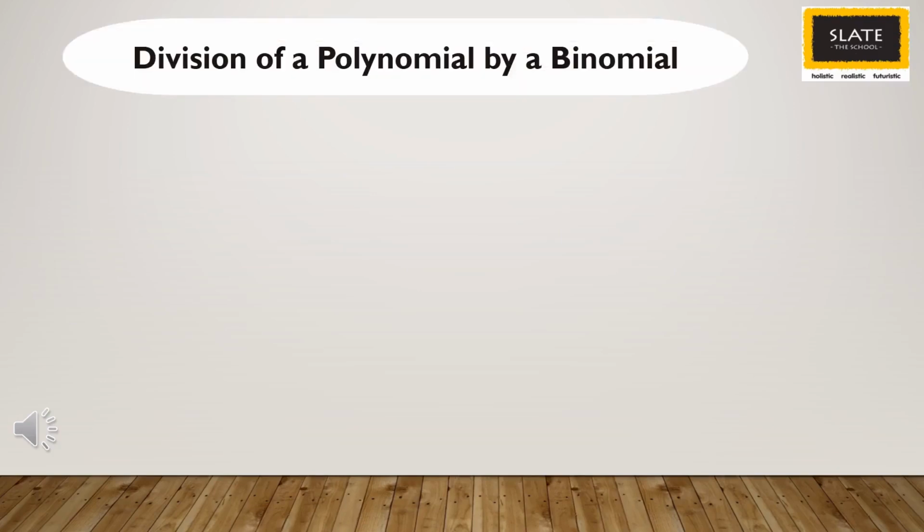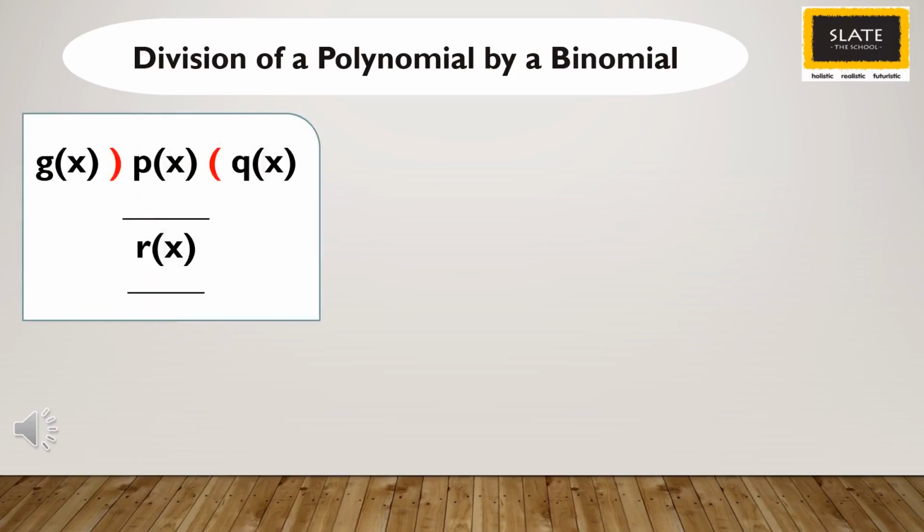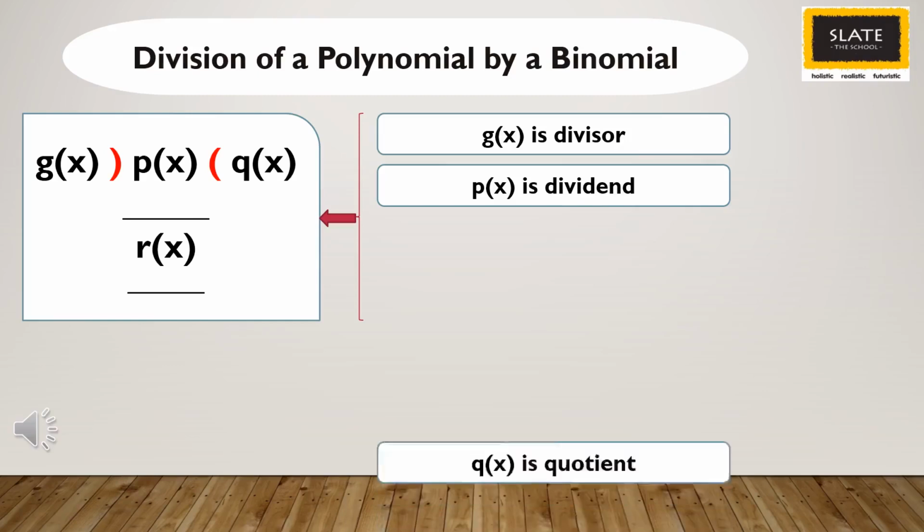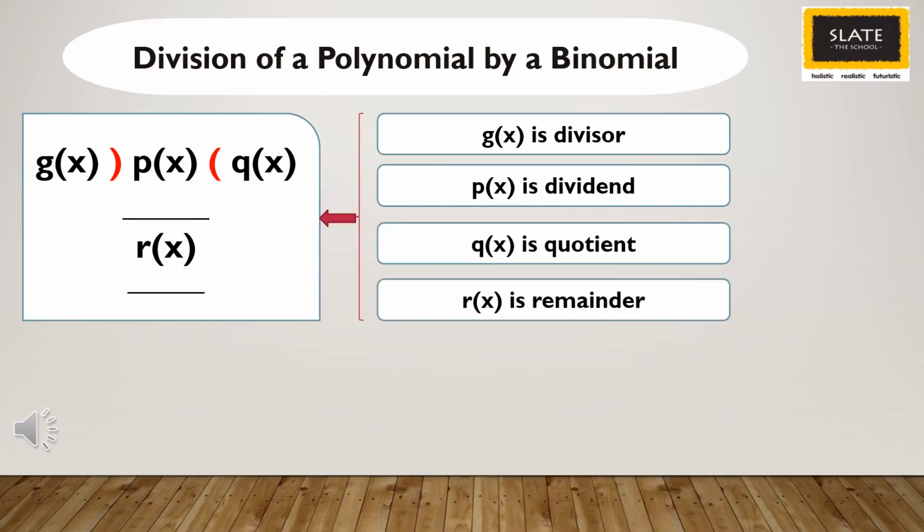Till now, we have seen how to divide a monomial with a monomial and how to divide a polynomial with a monomial. Here we are going to see how to divide a polynomial by a binomial. Let us consider a polynomial p of x, which is divided by g of x. We know that p of x is dividend and g of x is divisor. When we divide p of x with g of x, let us take the quotient as q of x and remainder as r of x.